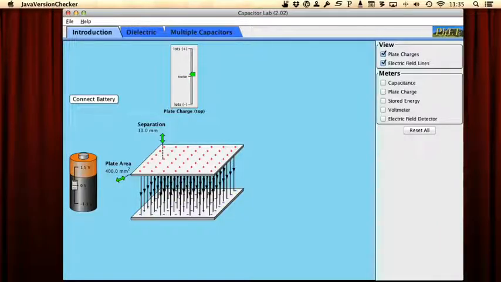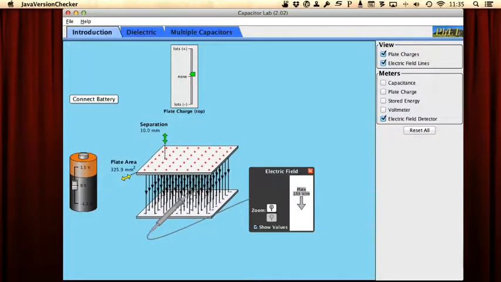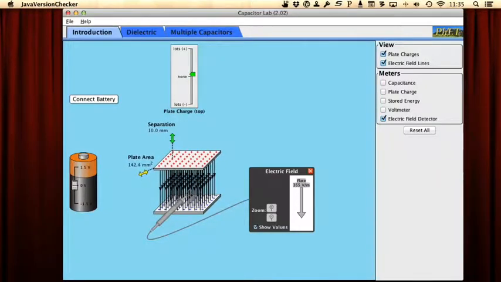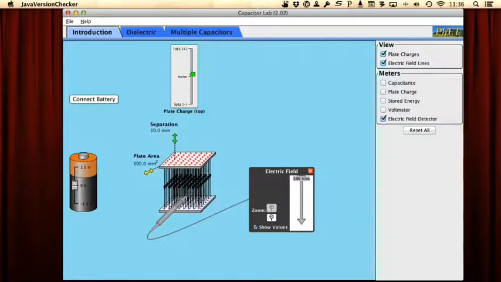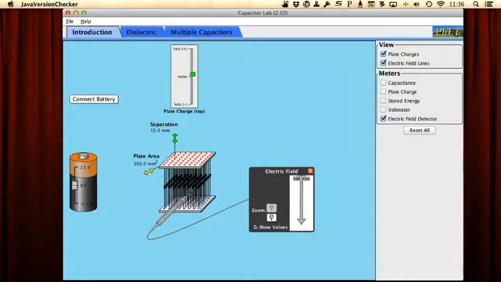If I bring the electric field meter over, I could do a test where you can see this is giving you a reading on the magnitude of the electric field. If I take the size of the plates and decrease them, you can see that the amount of charge on each plate, Q, is exactly the same. It's trapped there because there's no battery connected. There's no place for the charges to go. And the electric field will increase if I push them together.